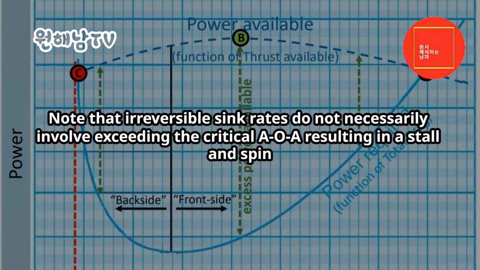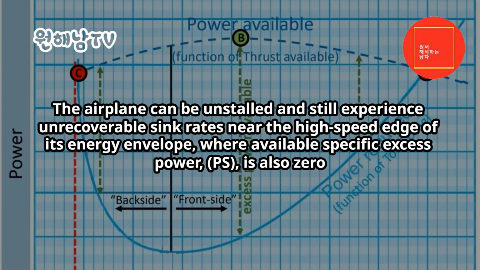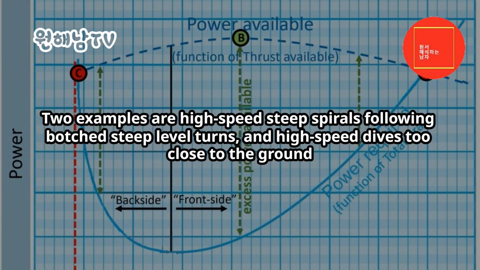Note that irreversible sink rates do not necessarily involve exceeding the critical AOA, resulting in a stall and spin. The airplane can be unstalled and still experience unrecoverable sink rates near the high-speed edge of its energy envelope, where available specific excess power, PS, is also zero. Two examples are high-speed steep spirals following botched steep level turns, and high-speed dives too close to the ground.